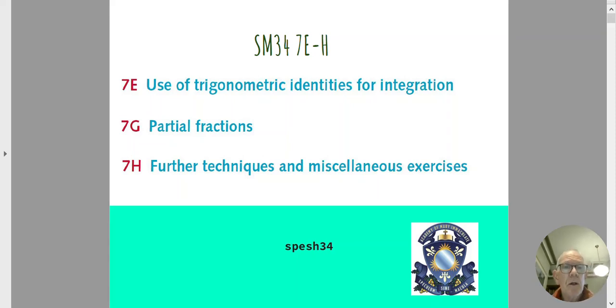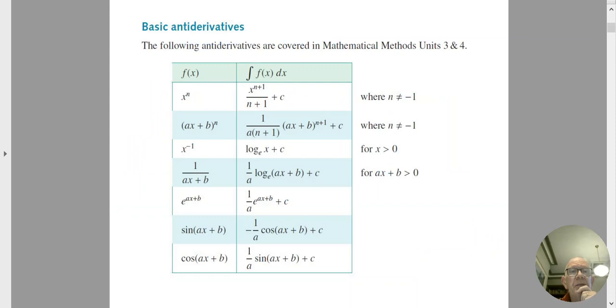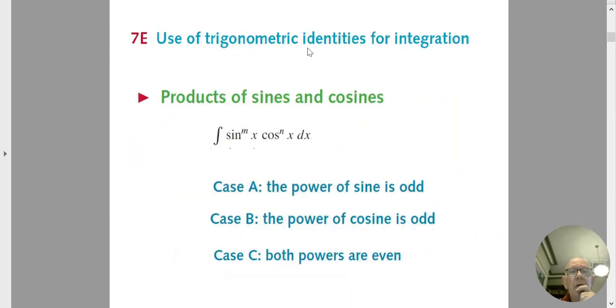Okay, so this is some guiding comments to assist you into 7E and 7G while I'm not with you on Wednesday. So 7E is about using trigonometric identities for integration. And the three cases we're going to look at when we have the products of sines and cosines, that is sine to the power of m of x times cos to the power of n of x.